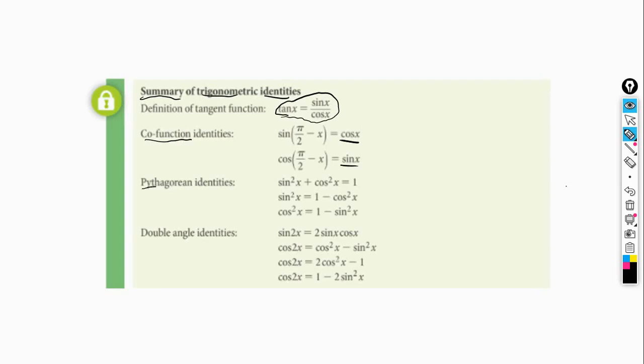Then we have the Pythagorean identities. These are derived from the unit circle. Sine squared of x plus cosine squared of x is equal to 1. And then these two that are simply rearrangements of the first one.